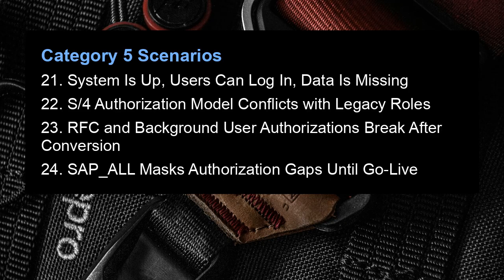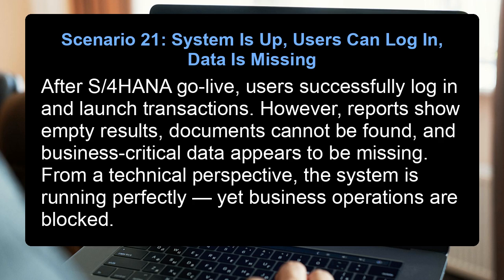SAP_all masks authorization gaps until go live. Scenario 21. System is up, users can log in, data is missing. After S4 HANA go live, users successfully log in and launch transactions. However, reports show empty results, documents cannot be found, and business-critical data appears to be missing.